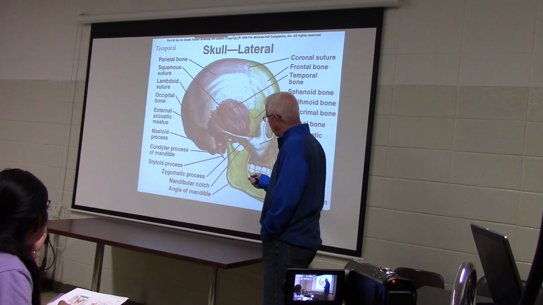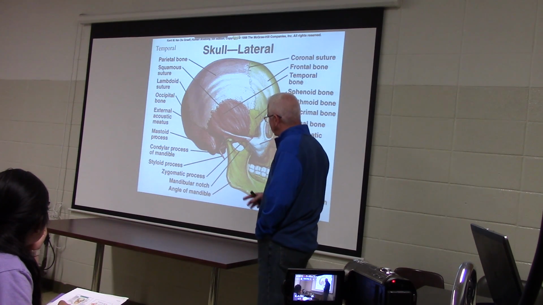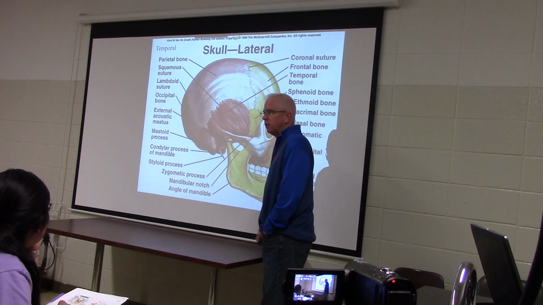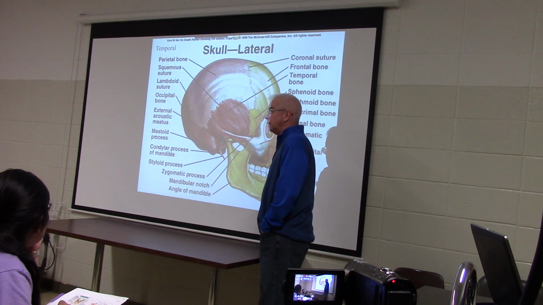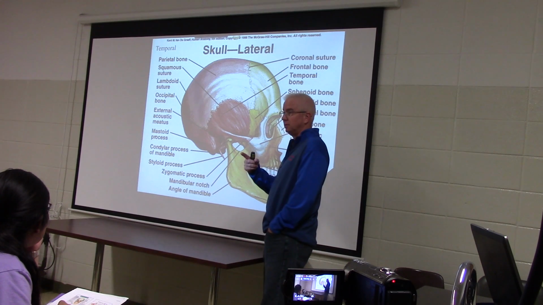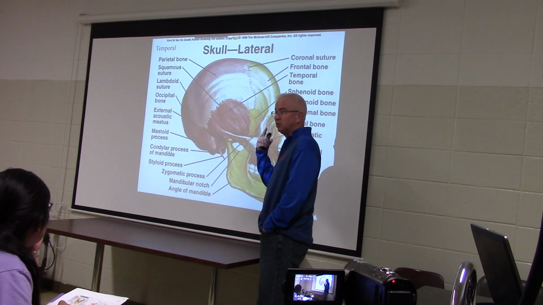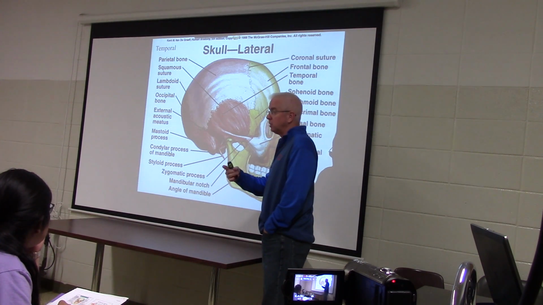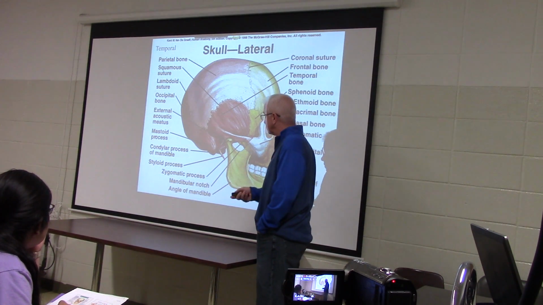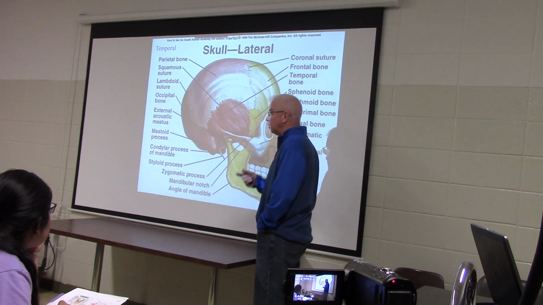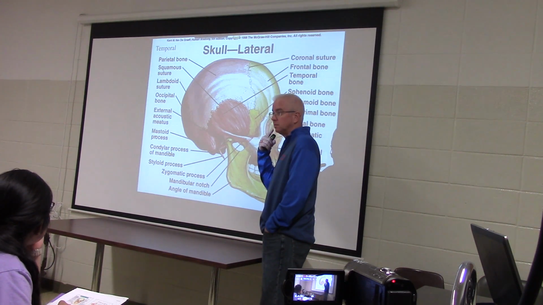Now, this hole right here, just anterior to the mastoid process, is the external acoustic meatus. And inside there are the ossicles, the three tiny bones in the middle ear canal. Now, you can't see that in your head because you have an eardrum that's attached to them. But in a real skull that you would purchase from Carolina, if you look inside that hole, you would see those three little bones.